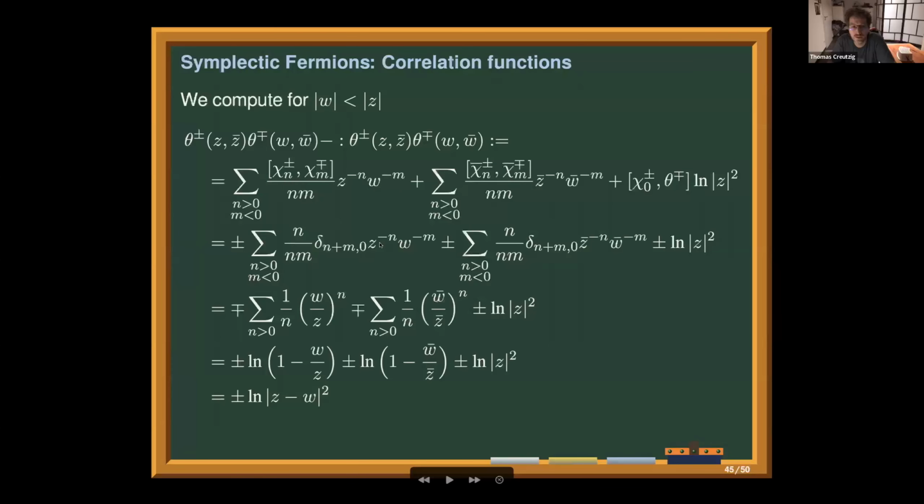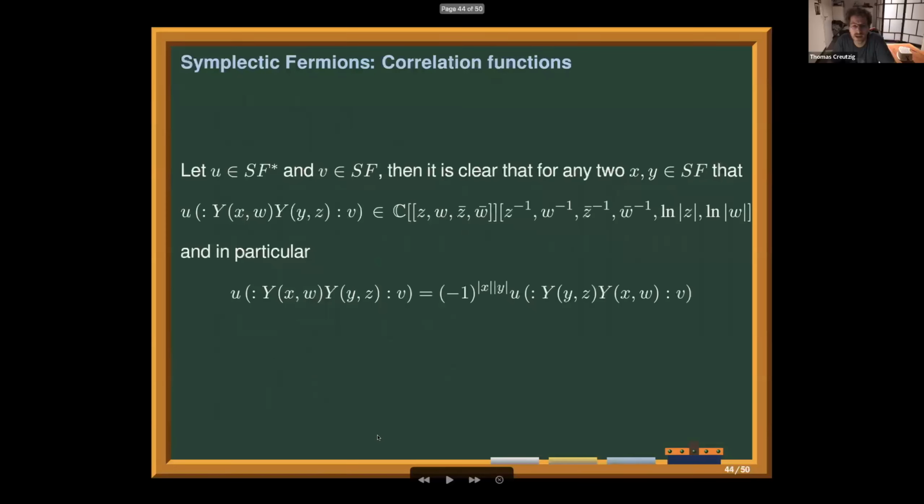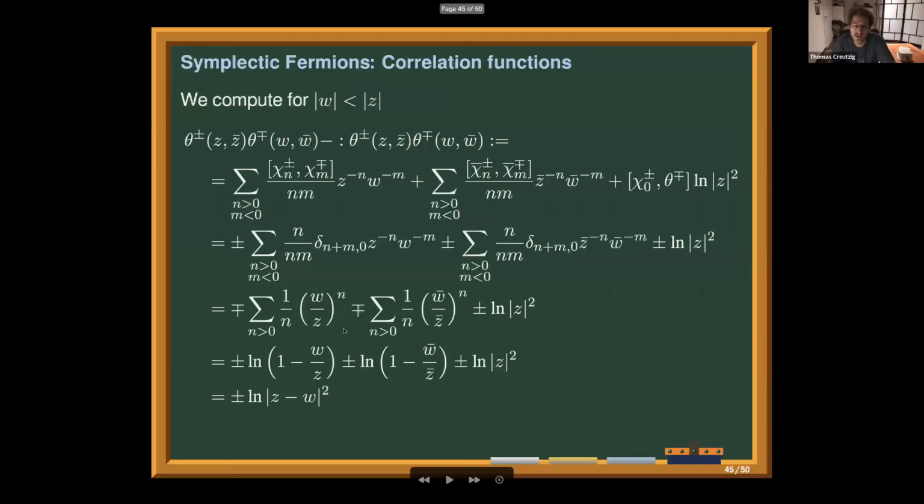So this z to the minus n, w to the minus m becomes a nice w over z to the n. The n's in numerator and denominator cancel. The m is a minus n, giving the swap in signs here. And in any case, one gets these infinite sums, and then in addition plus minus the logarithm of the absolute value of z.